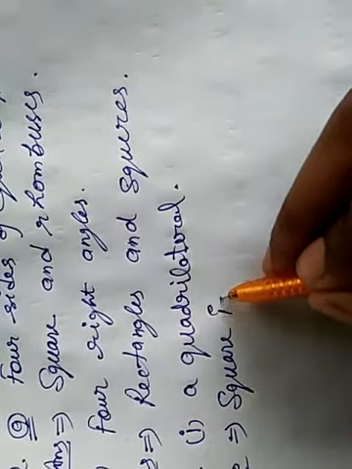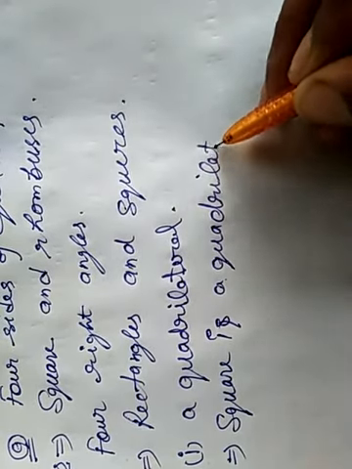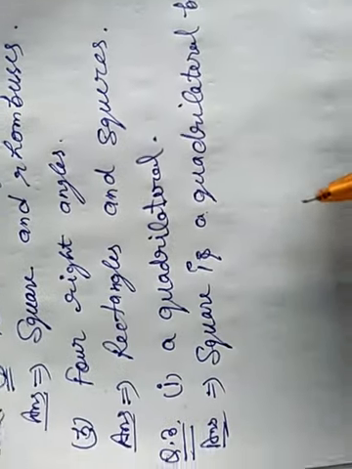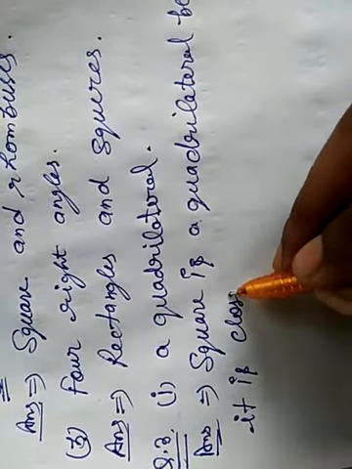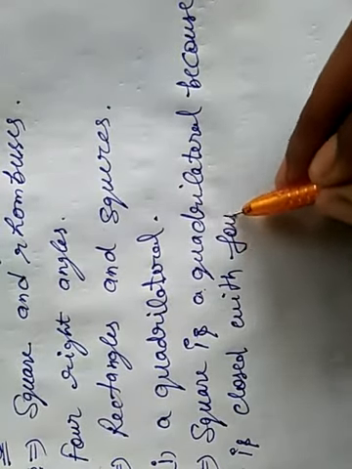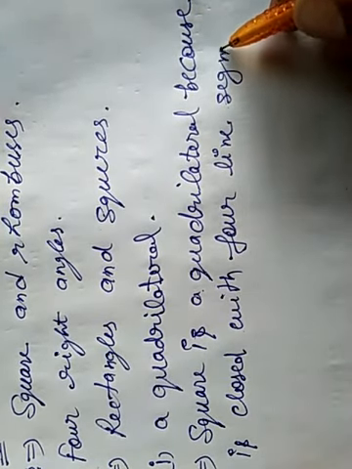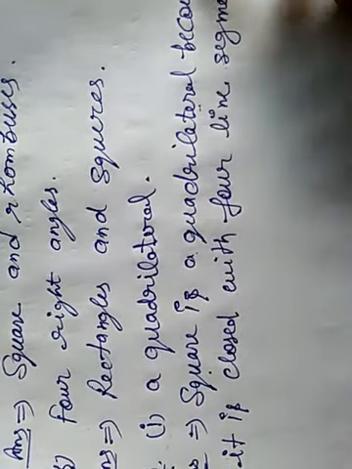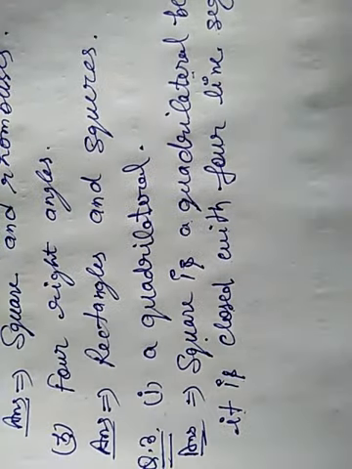A square is a quadrilateral because it is closed with 4 line segments.